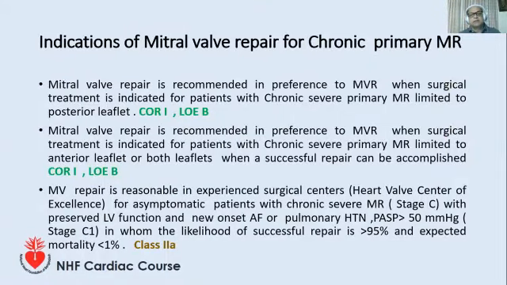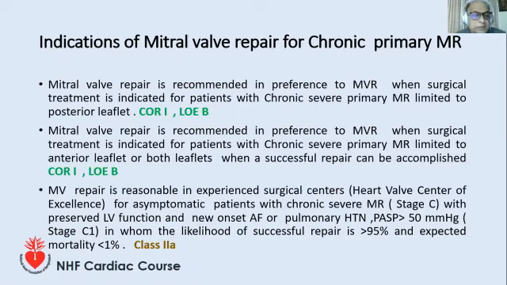Indication of mitral valve repair in chronic primary mitral regurgitation. Mitral valve repair is recommended in preference to mitral valve replacement when treatment is indicated for patients with chronic severe primary mitral regurgitation with involvement of the posterior leaflet of the mitral valve. That is the class one indication. Mitral valve repair is also recommended in preference to replacement when the patient has chronic severe mitral regurgitation with involvement of the anterior mitral leaflet or sometimes both the anterior and posterior leaflets, and successful repair is very important regarding repair.